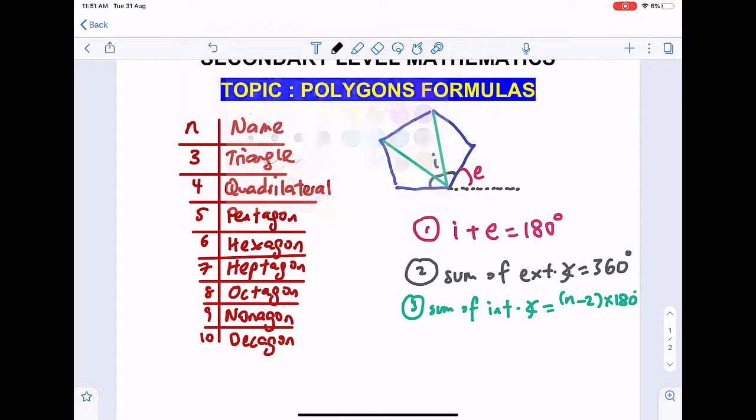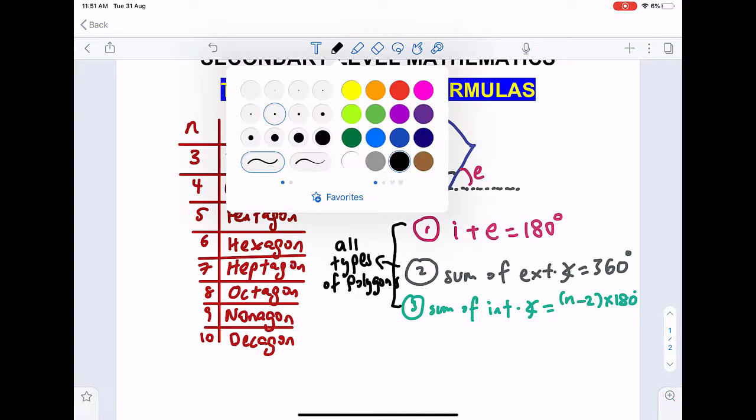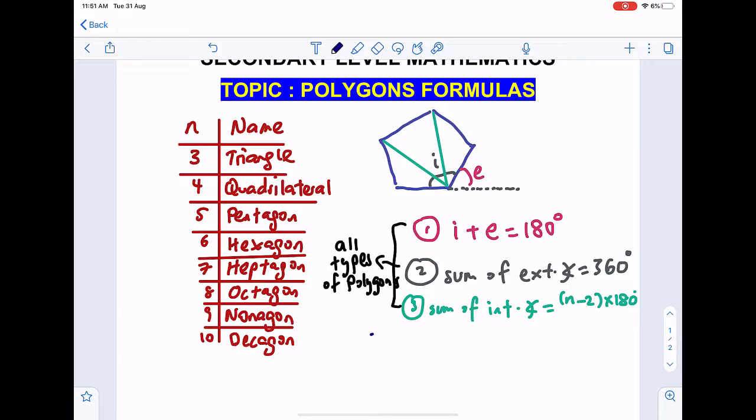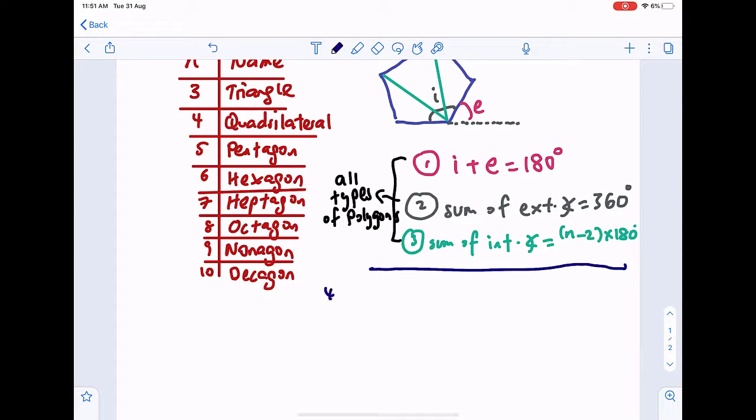So let's write this down: 1, 2, 3. All types of polygons, you can use these 3. Now, there is a 4th and a 5th formula, number 4 and number 5, that only apply for regular polygons. Again, these 2 only apply for regular polygons.